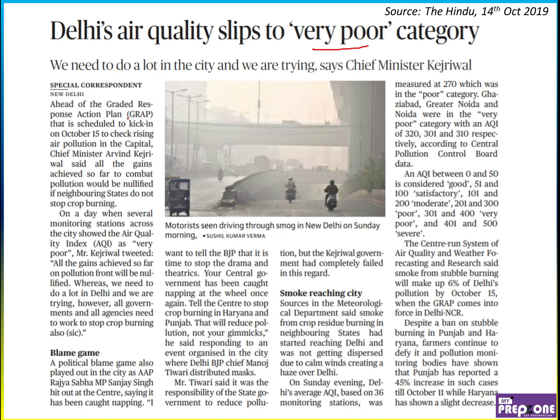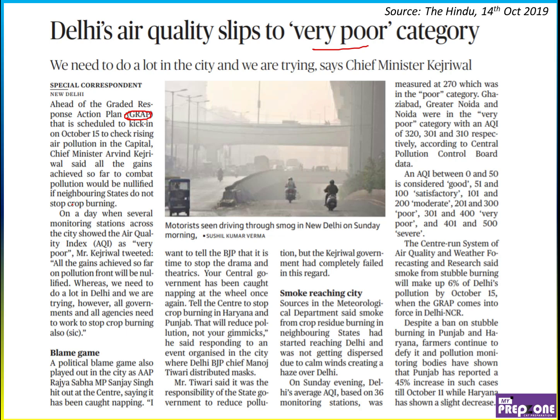There are so many things that you need to avoid also. So what I'm going to write ahead of the graded response action plan. Oh, GRAP. What is this? I have to check it. That is scheduled to kick in on October 15 to check rising air pollution in the capital. Chief Minister Arvind Kejriwal. Now, this is also important, but I think everybody knows who Arvind Kejriwal is, so maybe this is not going to be a question that will come in the exam.